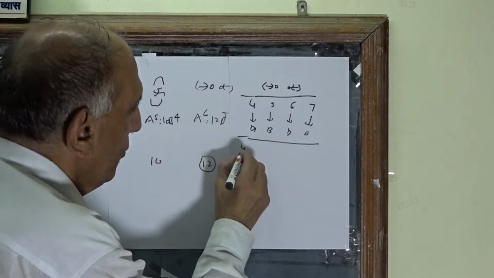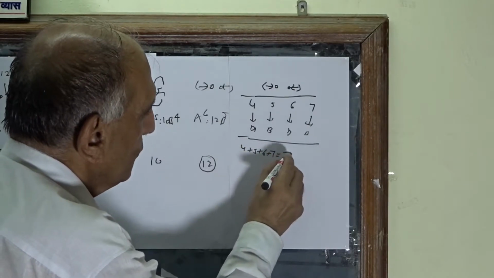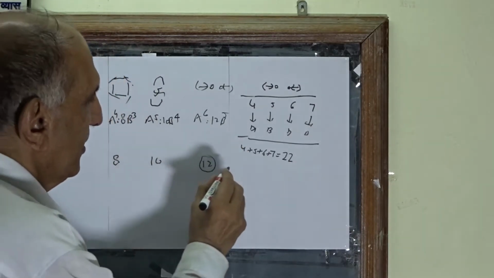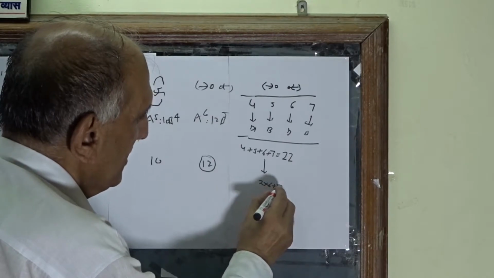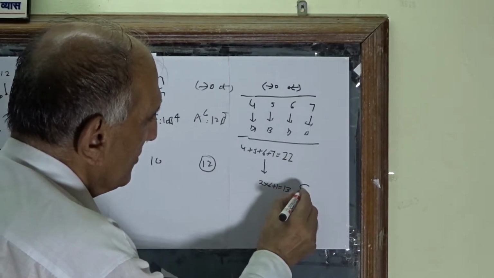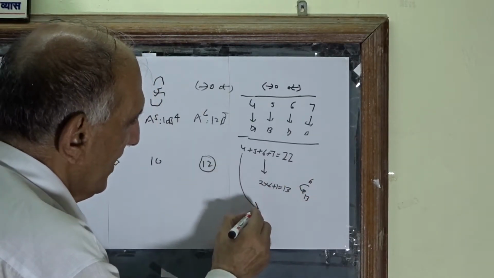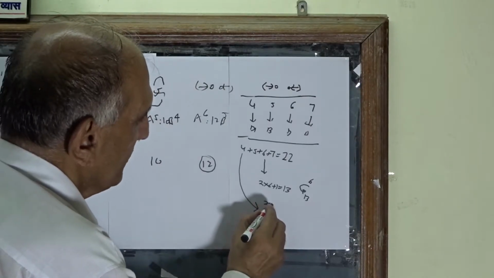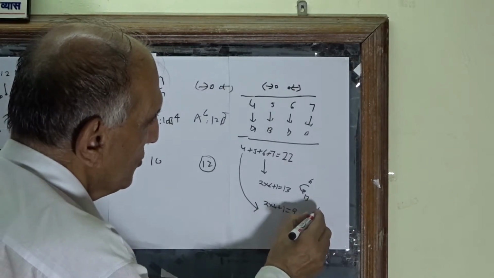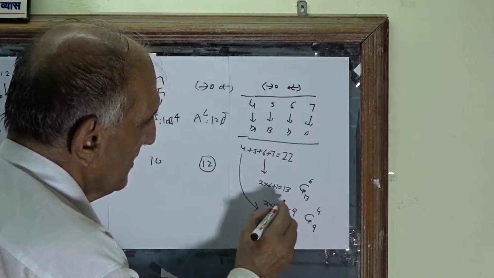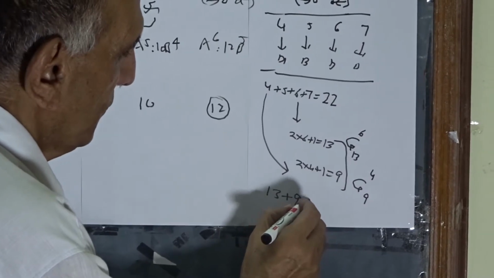See, 4 plus 5 plus 6 plus 7 is equal to 22. See, 6 space is having 2 to the power 6 plus 1, which is equal to 13 geometries. There are 13 geometries of 6 space. Now 4 space, which is playing the role of a dimension, is giving us 2 raised to power 4 plus 1, which is equal to 9. 9 geometries range of 4 space. See, 13 plus 9 is equal to 22.